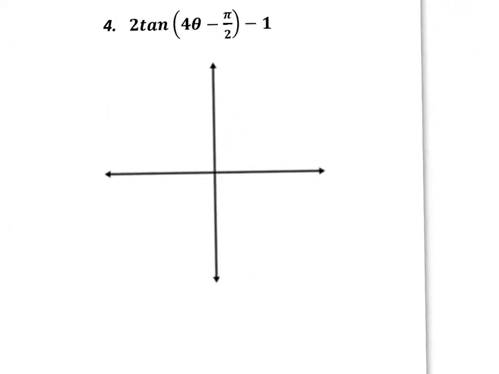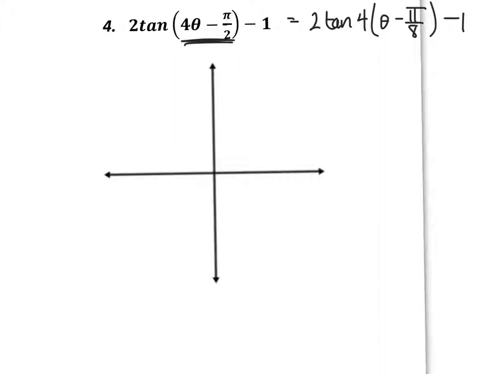All right, so number 4, you have a little bit of everything occurring. So this is going to be the example in which I'm going to teach the idea of the chart, if you like the idea of the chart. First thing, though, is we should always factor and rewrite it so that we know what A, B, C, and D are. So I would rewrite this as 2 tan 4, parentheses, theta minus pi over 8, and then -1. So I would always do the factoring first. So now you can see that you have a phase shift.